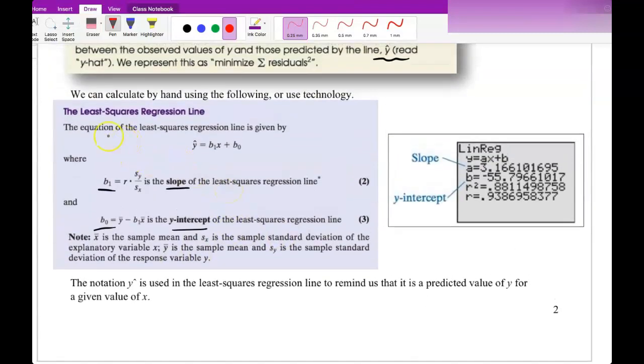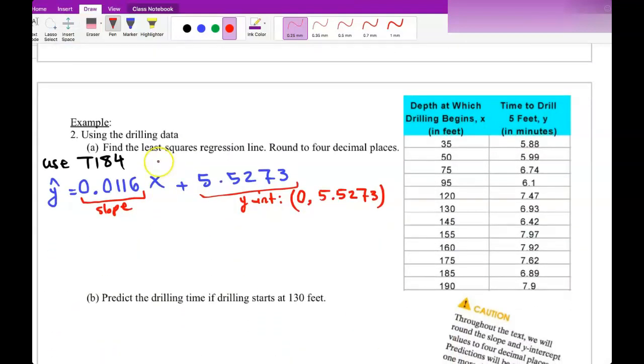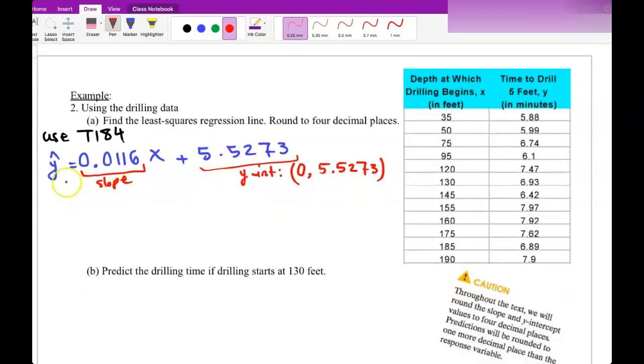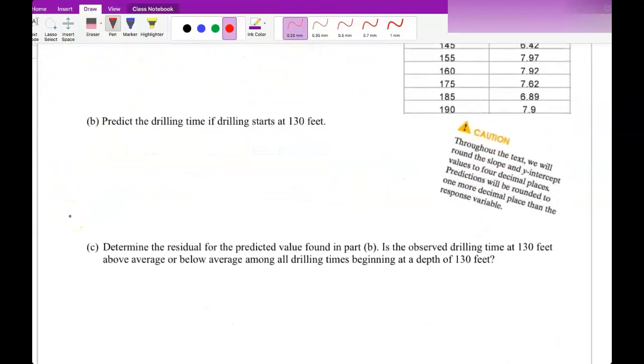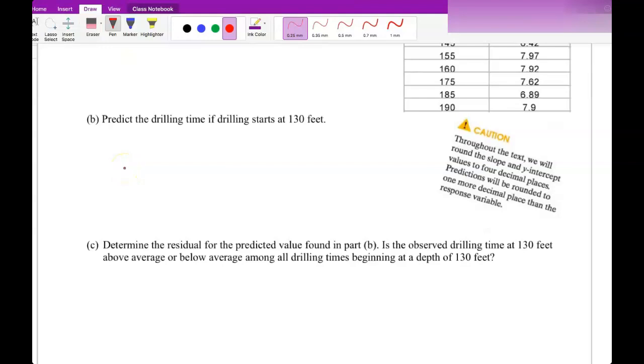So once again, for the equation of the least square regression, we use a y hat. And here it asks us to find the least square regression line, so showing it with y hat. Now part B, predict the drilling time if drilling starts at 130.